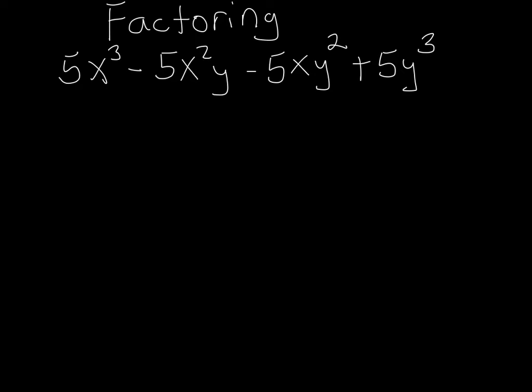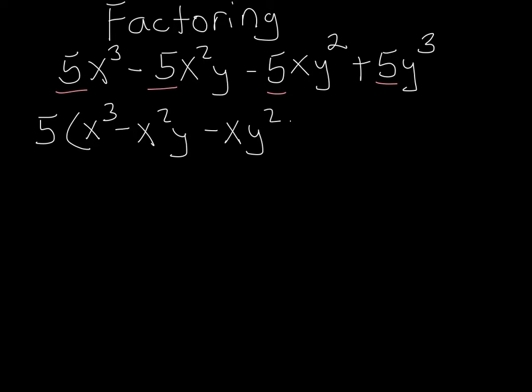All right, so let's go ahead and take a look at an additional factoring problem here. As with any factoring problem, the first step that you always want to do is to pull out a greatest common factor if there is one. And in this case, we can see that each term here has a 5. So I'm going to factor out that 5 to begin with. So you have 5 times x cubed minus x squared y minus xy squared plus y cubed.